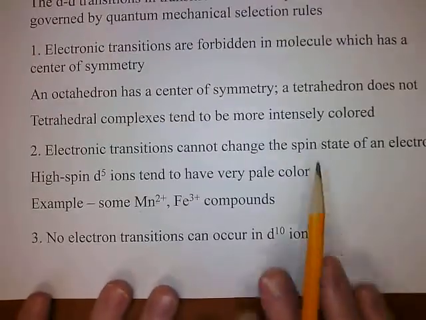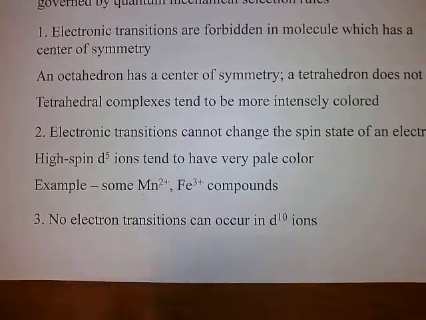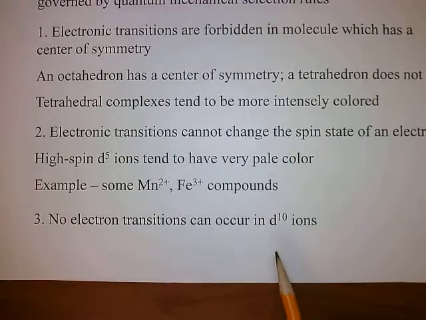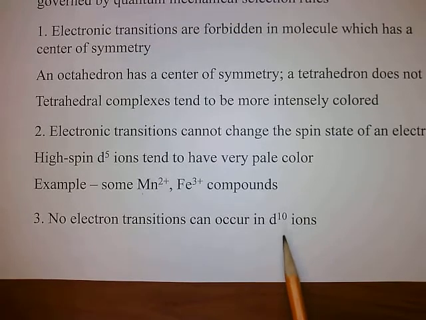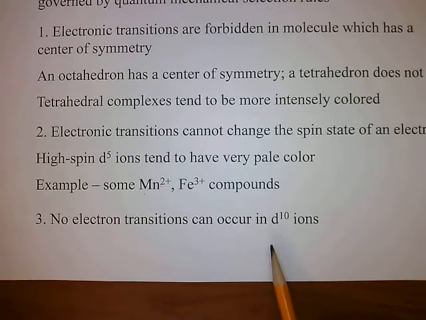Now, the third rule, and this is the last thing, is that no electron transitions can occur in d10 ions. This is one of the other things that we said we wanted to explain when we started talking about crystal field theory. We said so many of these transition metal compounds are colored with the exception of zinc. What's the problem with zinc? Why are all the zinc compounds white or colorless? Because zinc is a d10 ion. You cannot have d-d transitions when all your orbitals are completely filled. There's no way to promote an electron.